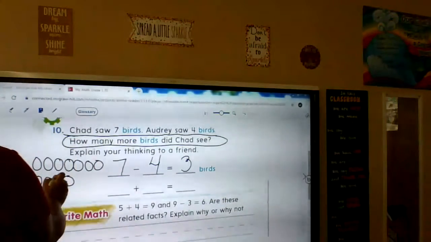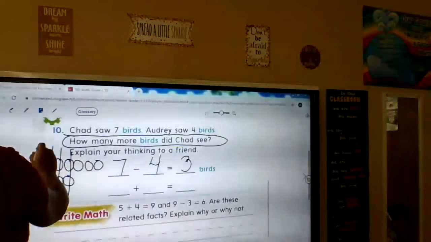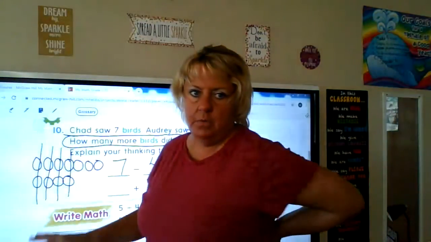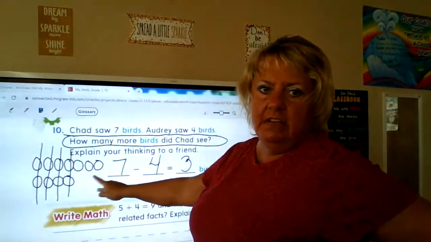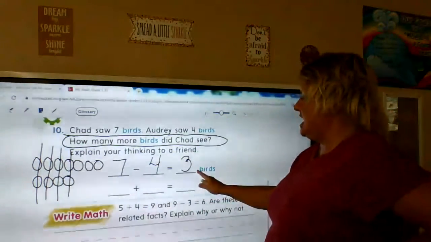Chad saw 7, Audrey saw 4. If we cross those out, because that's how many they saw that were equal or the same, then how many more did Chad see? 3 more. So 7 minus 4 is 3.